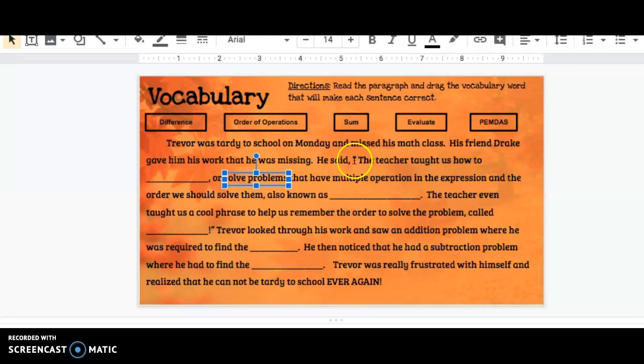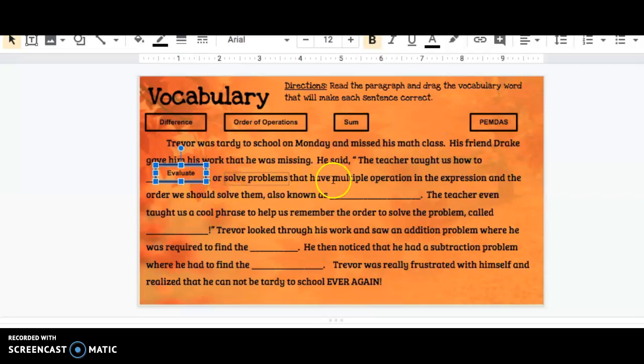So if we're looking at this sentence, the teacher taught us how to blank or solve. Which one of our words means to solve for or to look at? And you have difference, order of operations, sum, evaluate, PEMDAS. You would say evaluate. Oops, we do not want the directions moving. You would say evaluate. So I would drag evaluate. I'm holding it down, letting go, clicking it.